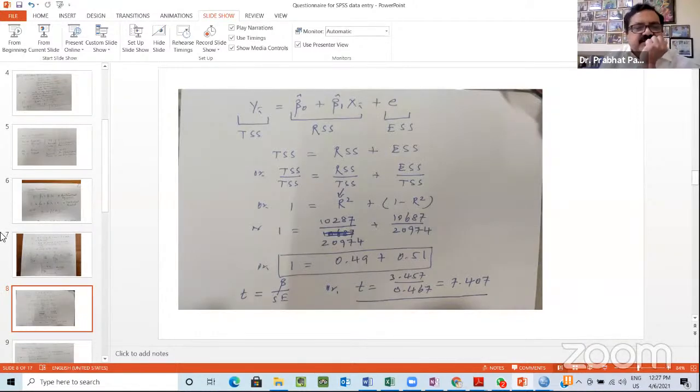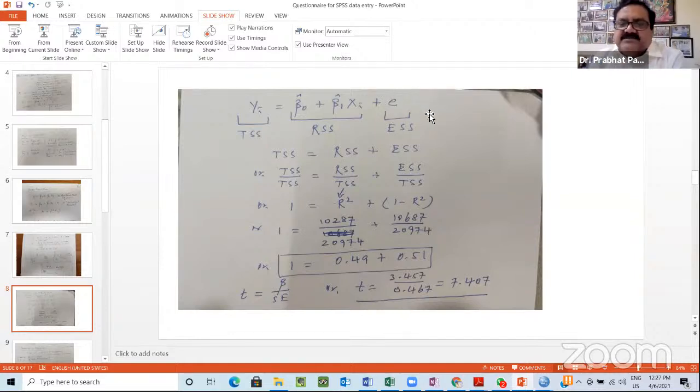So here you see the change. What we are interested in knowing is how the change in y is occurring, how much of it is explained by the factor that we have considered, that is x, and how much of it is explained by the error factor.